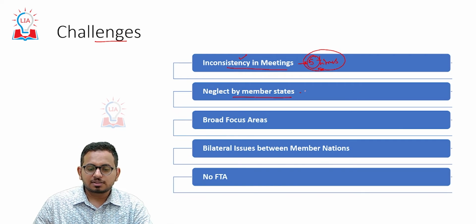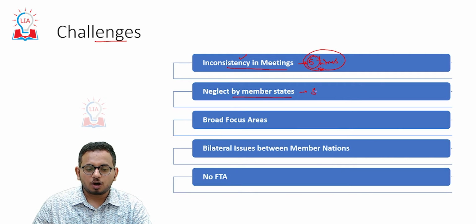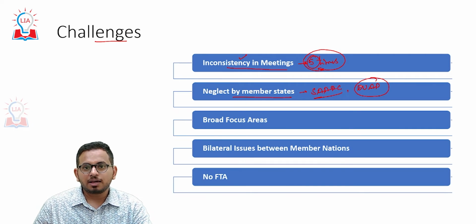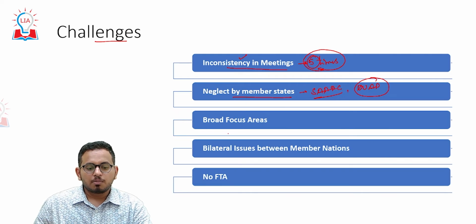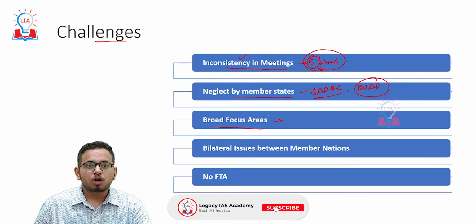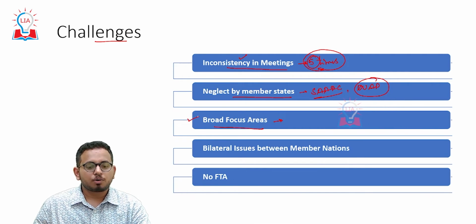Neglect by member states. India is too much concentrating on SAARC, Quad for that matter, and BIMSTEC is being neglected by some of the countries. Broad areas of focus: we have seen the areas of cooperation. It just says trade and investment, tourism, infrastructure. So it doesn't pinpoint what is to be done. The areas of cooperation are really broad.